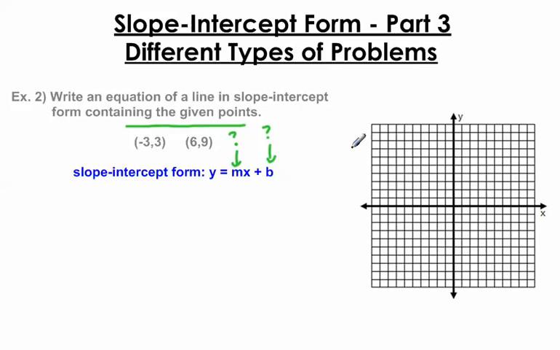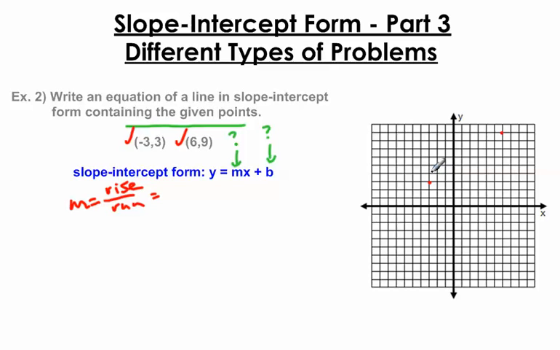And so I have a graph here, and so I'm going to jump over here. I'm going to plot these points on the graph. I have a negative 3, back 3, up 3. That's this guy right here. And then I have a 6 over 1, 2, 3, 4, 5, 6, up 1, 2, 3, 4, 5, 6, 7, 8, 9. And so we have right here 2 locations. And I'm going to figure out what the slope is here using rise over run.